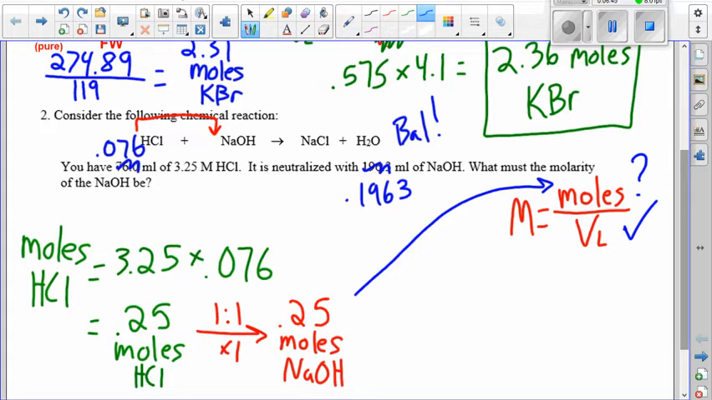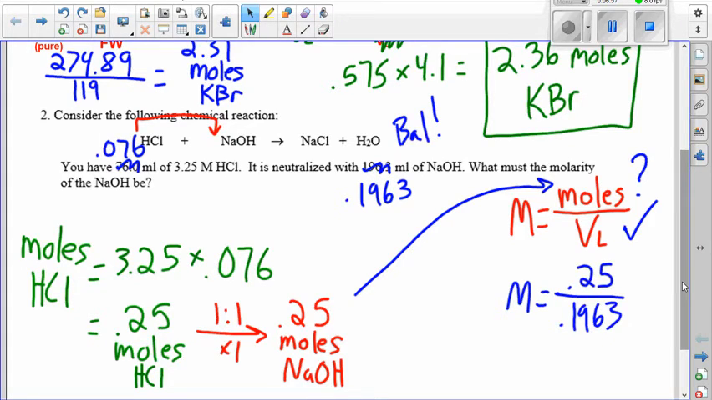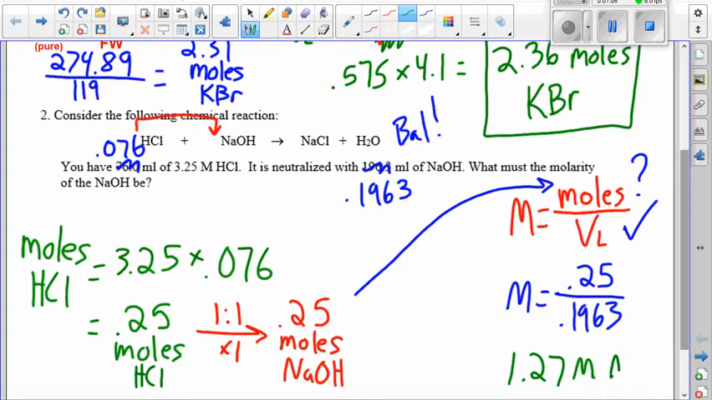So my molarity will be equal to my moles, which I just found are 0.25, over my volume, which is 0.1963. And if I plug those two things in, I will find that the molarity of my NaOH solution here is about 1.27 molar. And of course, because I'm a model student, I will be boxing that up.